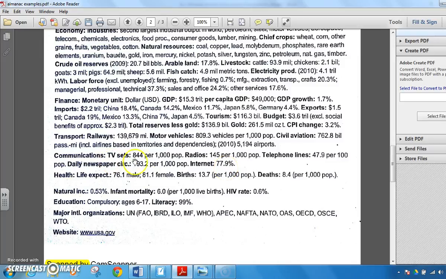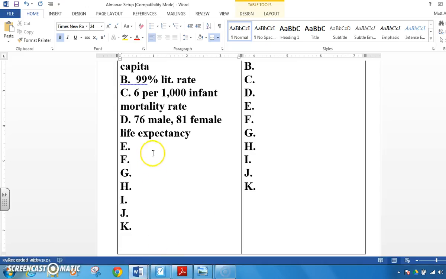So what I'm going to do is I'm going to take one statistic. So let's go TV sets, 844 per 1,000. So I'm going to write this. TV sets, 844 per 1,000. You're probably wondering, well, what does that tell me, Bayesian?